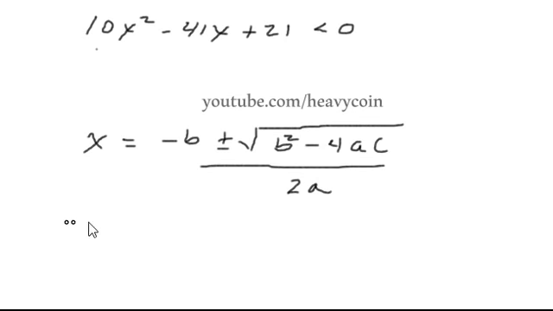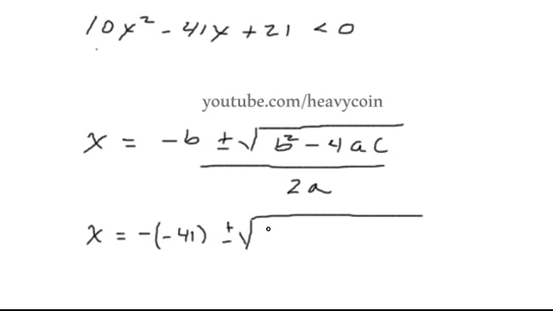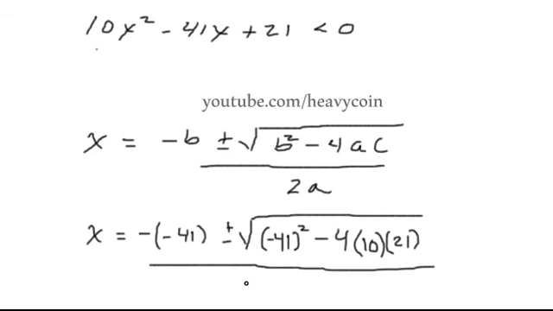So let's just do that. I'm going to have x is equal to negative b, and b is negative 41. So let's start with parentheses. And it's plus or minus the square root of negative 41 squared minus 4. A is 10. And C is 21. Right, and it's all over 2 times 10.